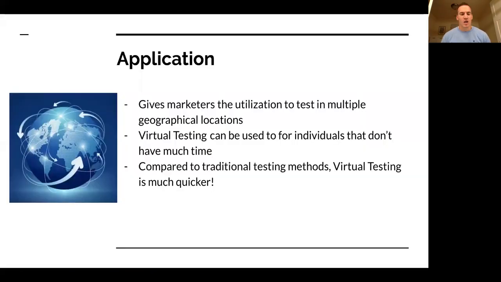So, application. Doing this gives marketers the ability to test in multiple geographical locations. Virtual testing can be used for individuals that don't have much time. We learned from this class that marketing research takes a very long time to get the data. When you do get the data, a lot of times the market has already shifted into a different market by the time we gather our data. So this is a way that a market researcher can place their product into the computerized market, and then gather data wherever they are worldwide just off of their computer. And as we learned, like I said, it's a quick process.